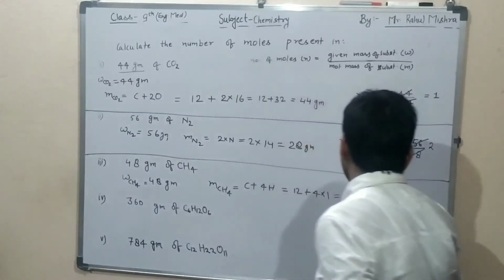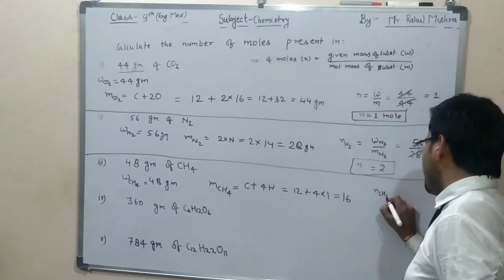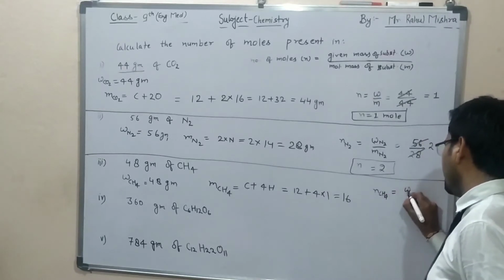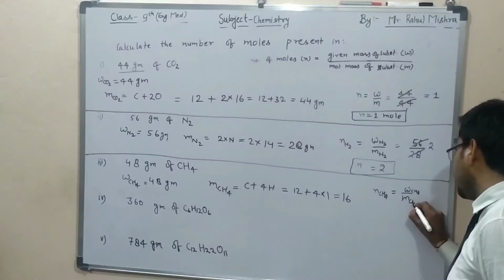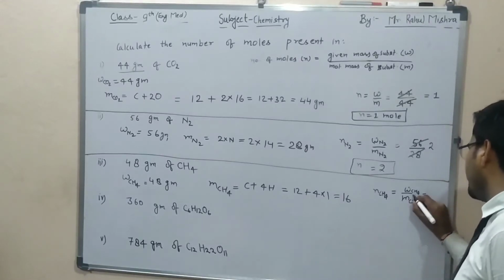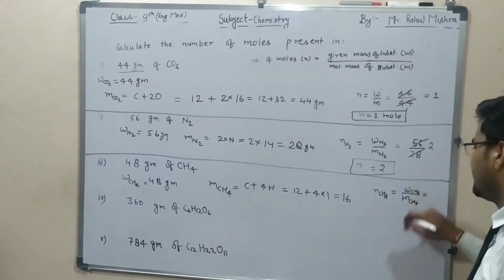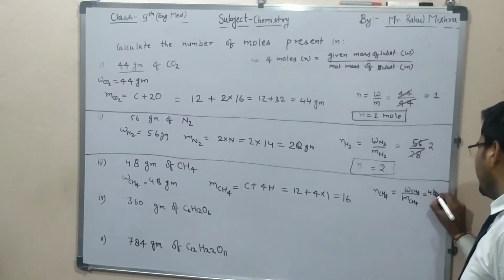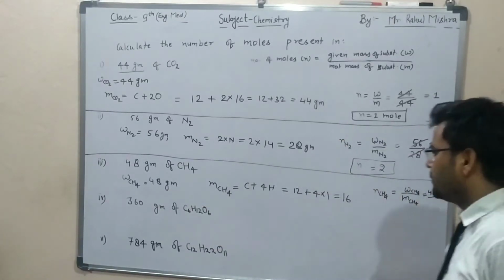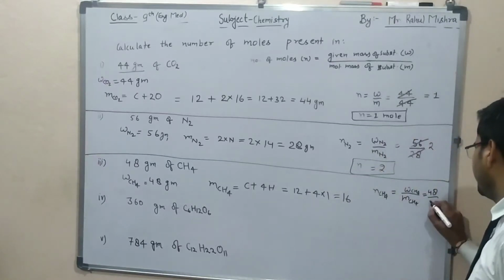Now number of moles of CH4 will be equal to W by M, or W of CH4 divided by M of CH4. W of CH4 means given mass of CH4, and it is 48, divided by M of CH4, it is 16.